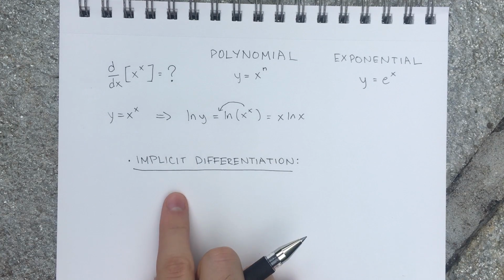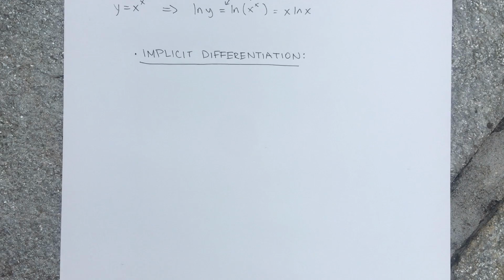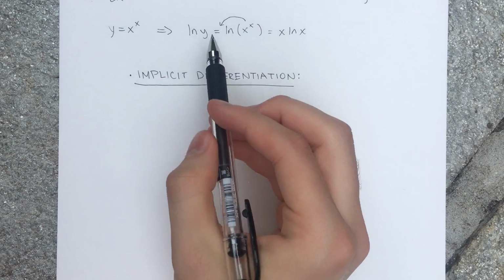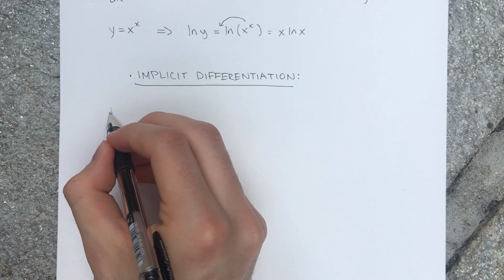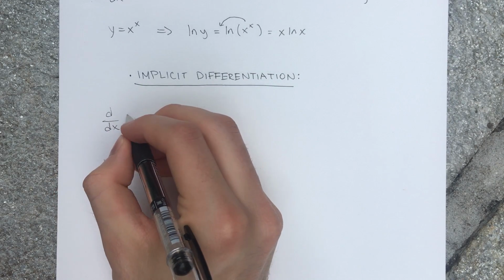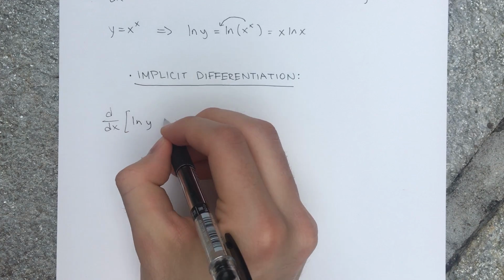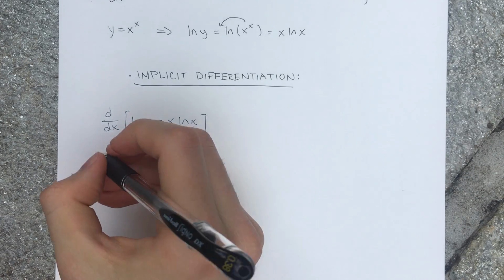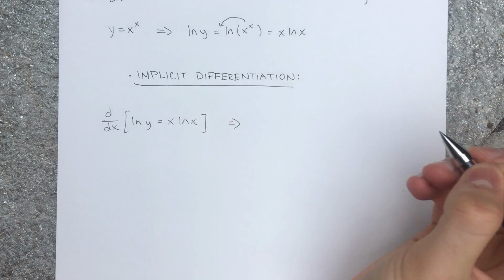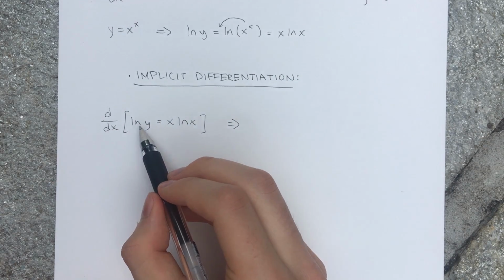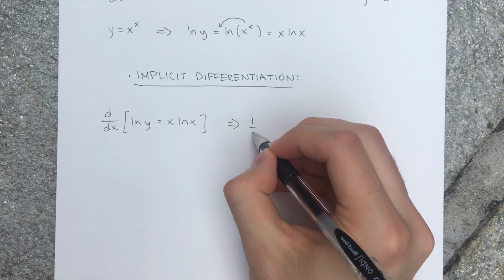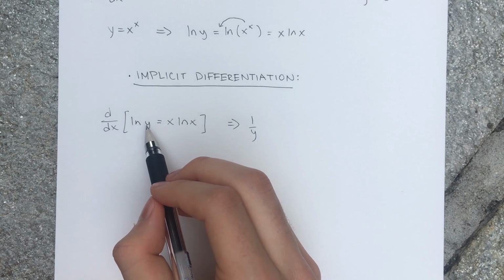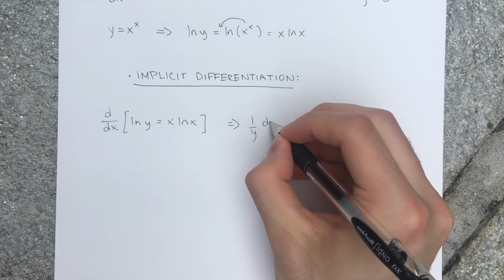Method 1. Implicit differentiation. I'm going to take the derivative d dx of both sides of the equation. And from that, here the derivative of ln y is just 1 over y. But since we're taking the derivative with respect to x, we got to do a chain rule. So the derivative of y with respect to x is just dy dx.